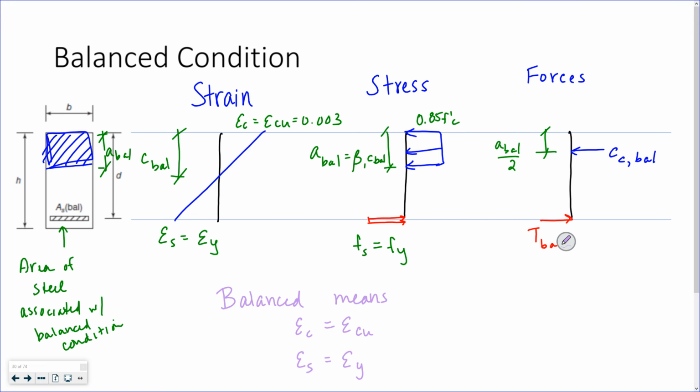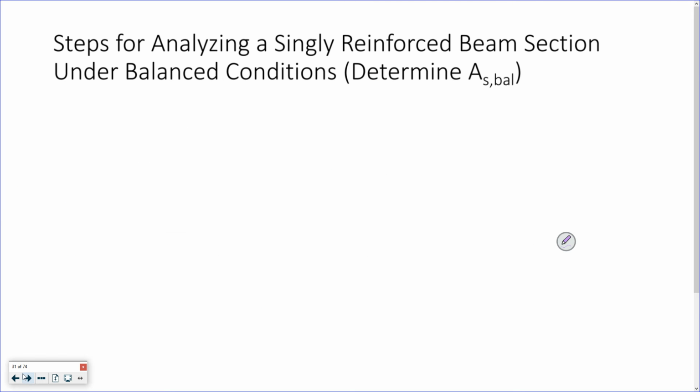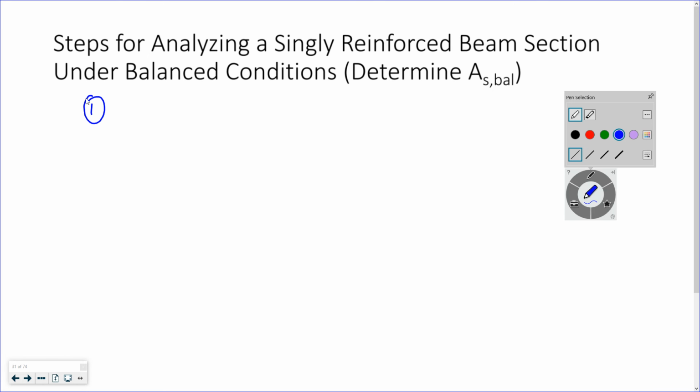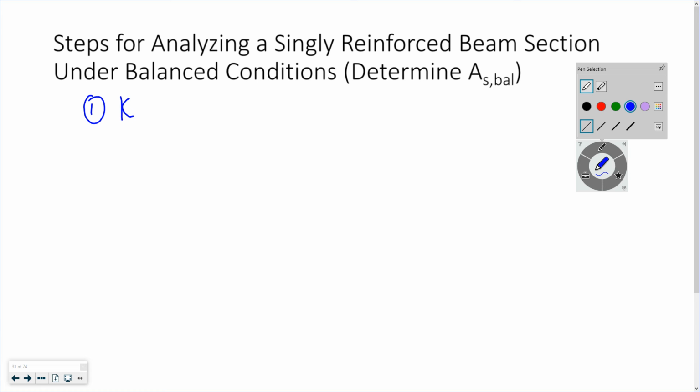So now what we don't know here, I'll write it down in a second, is that we want to know what that area of steel is associated with the balanced condition. So what do we know now? We know, or we're given, we know.